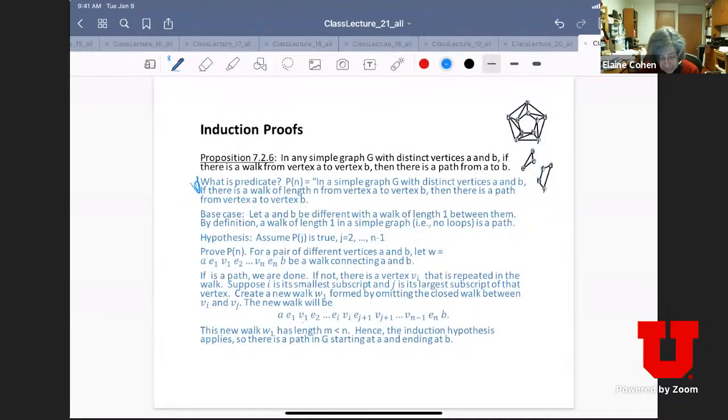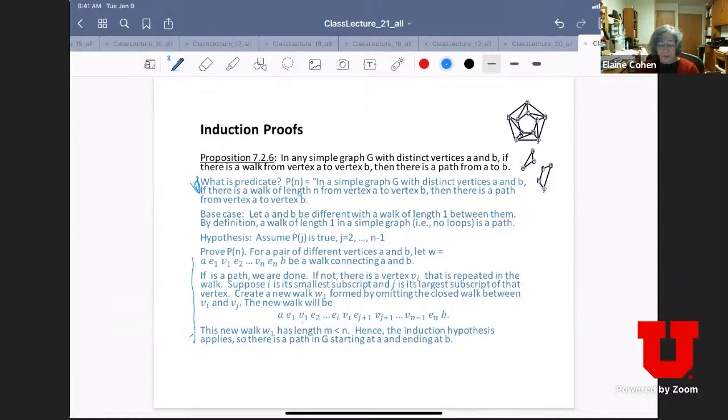So I've connected A and B by a walk of length n. I started with one of length n. I've now connected it with a walk less than n if it wasn't a path to start with. So therefore, there's a path between them. And that is the induction proof.